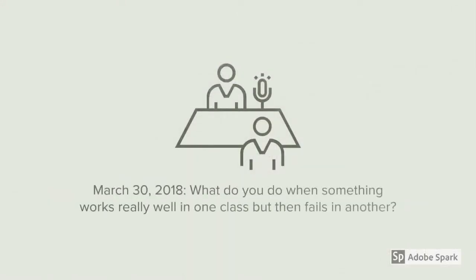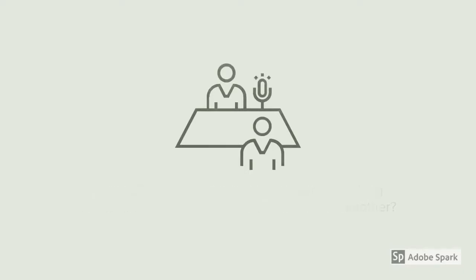In this series, we're going to ask and try to answer some of the questions that I wish I would have known to ask when I was starting out teaching. And here's our question for the day. Today is March 30th, 2018, and our question for today is, what do you do when something is a success in one class but a failure in the next?